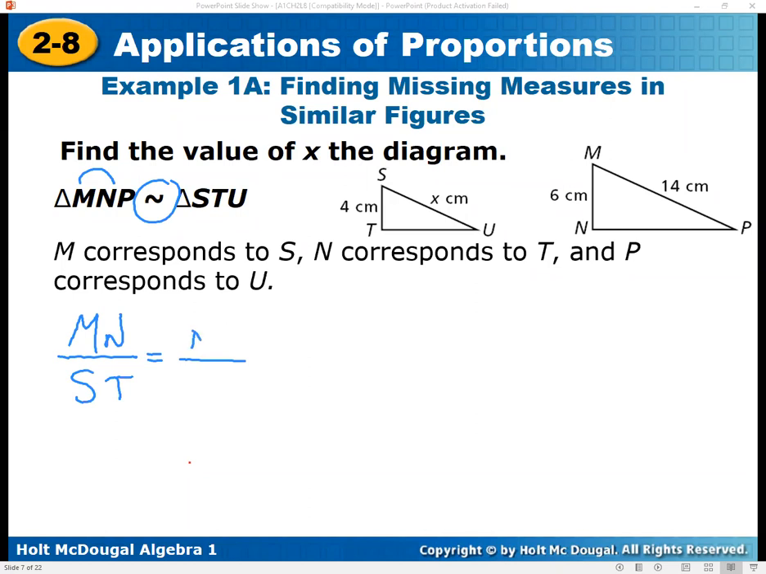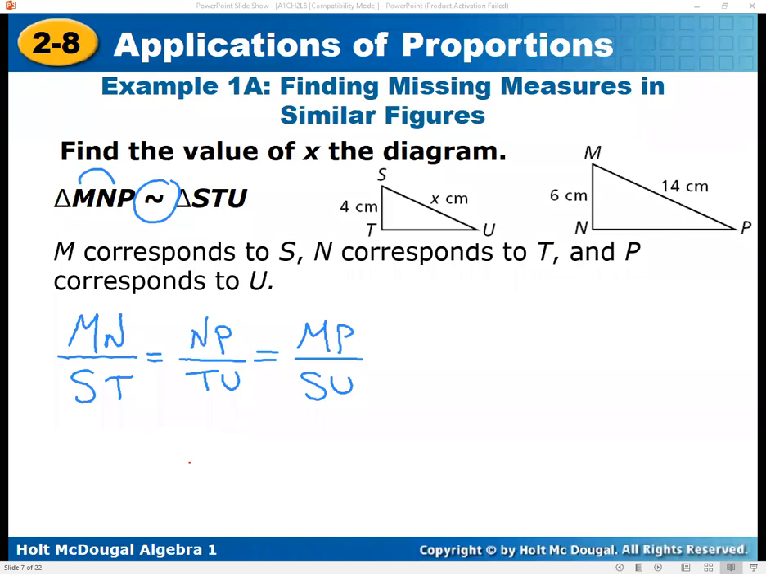Equal NP over TU. Okay. Equal MP over SU, exactly. So he said at the beginning that they are similar. Then I can say MN over ST, which means 1, 2, NP over TU, 2, 3.